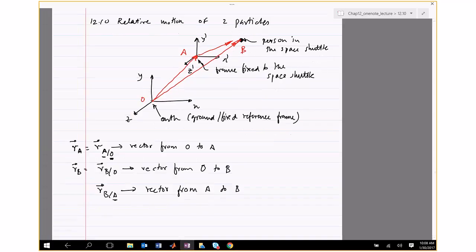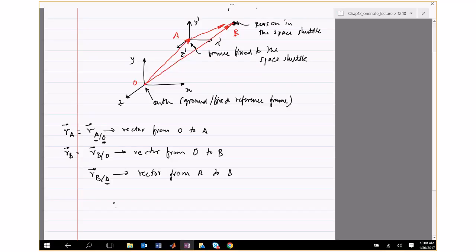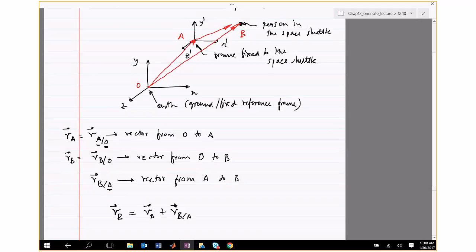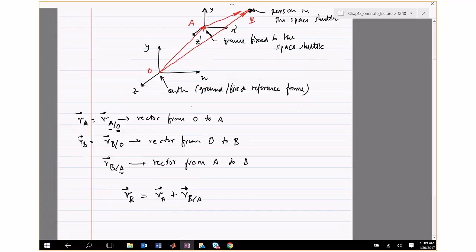Okay, now we can use some basic vector algebra. I'm going to write a position vector of B because I'm interested in the motion of the person in the space shuttle with respect to the Earth. So RB is equal to RA plus RB with respect to A. The only reason I can do this addition is because from vector algebra, the vector O to B is the sum of O to A and A to B. Okay, that's the basic rule from algebra. This is a triangle, and you can get to B from A, or you can get it directly from O. So this is always true. Also note that this is A to B and not the other way. It will make a difference. The vector from A to B is the negative of the vector from B to A.